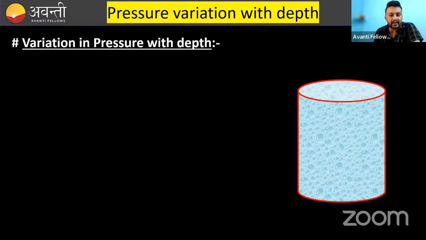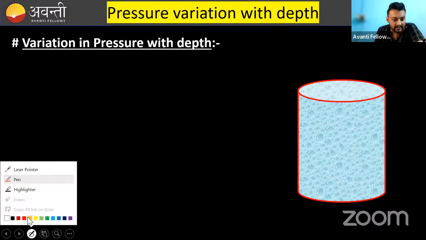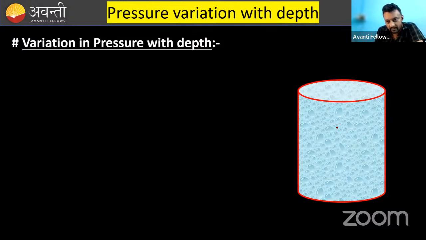Next, variation in pressure with depth. This is again a class 10th thing. For example, this is a liquid filled container. This is point A and this is point B. The separation between them, the height or the distance between these 2 points is, let's suppose, h. One thing that you should remember, that with the increase in depth, the pressure increases.